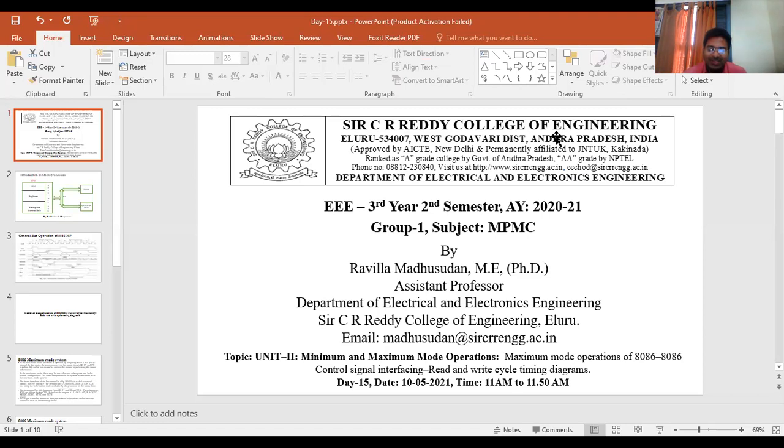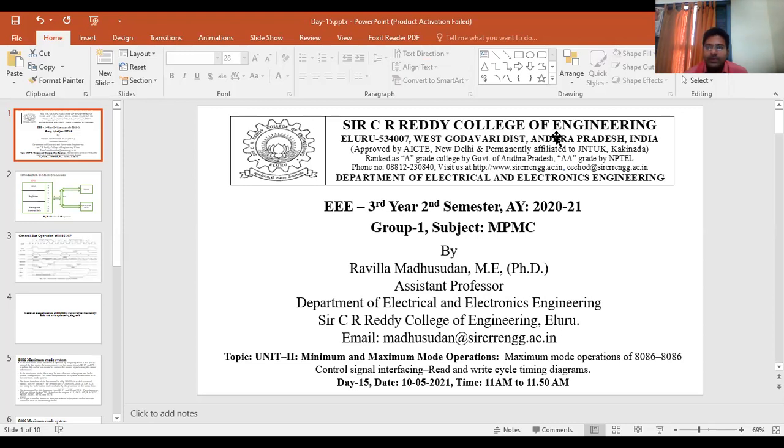Now we are going to discuss today the maximum mode operation of the 8086 microprocessor, control signal interfacing, and the read and write cycle diagrams of the 8086 microprocessor in maximum mode. You know that these maximum mode timing diagrams are very similar to the general bus operation of the 8086 microprocessor. What is that general bus operation? General bus operation means it can perform the read operation as well as the write operation.